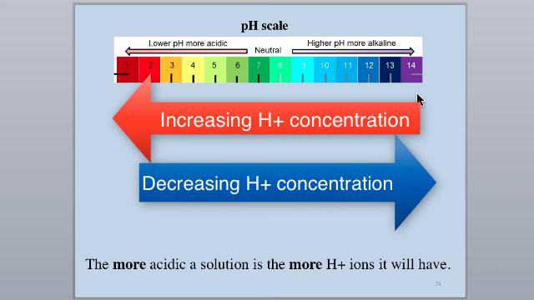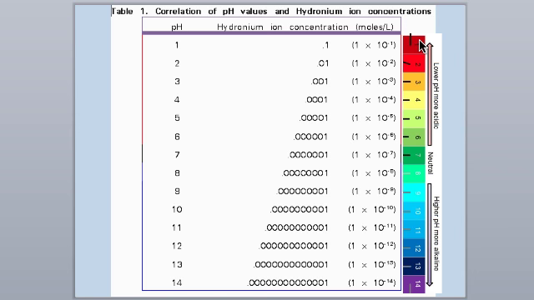And the bigger the number in pH, the opposite would be essentially the reverse. The less acidic and the more basic and the less hydrogen ions. So the more acidic a solution is, the more hydrogen ions it will contain. So what I did in this next slide is I took this scale and I flipped it vertically.